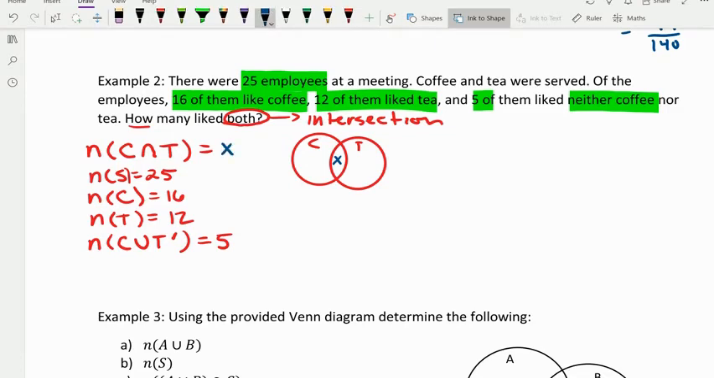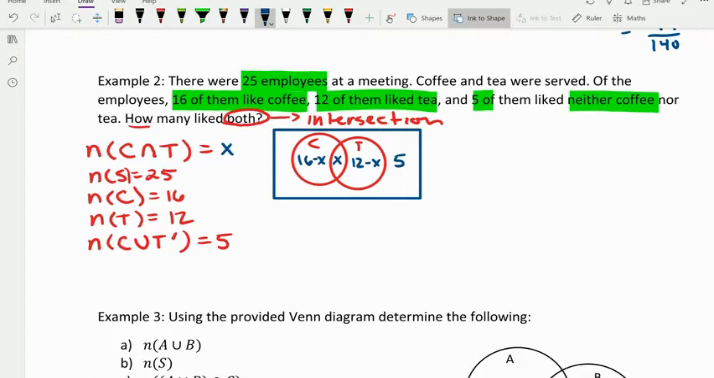We know that we have 5 people that don't like anything, so that's like this. If we put this on the outside here, we create a Venn diagram with that rectangle around the outside. Now we have 16 that like coffee, so really here is 16 minus X outside of the overlap, and 12 minus X there. So we have 2 options of how to solve this.